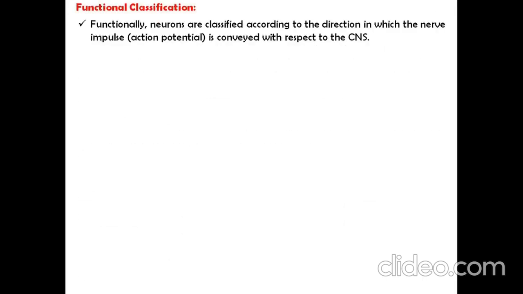Next one is the functional classification. Functionally, neurons are classified according to the direction in which the nerve impulse or action potential is conveyed with respect to the central nervous system. First one is the sensory or afferent neuron.